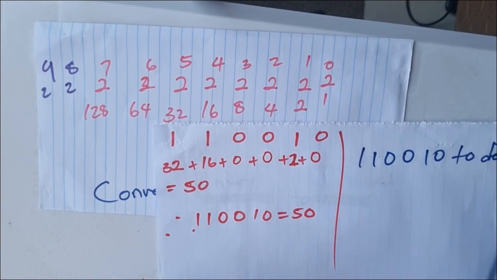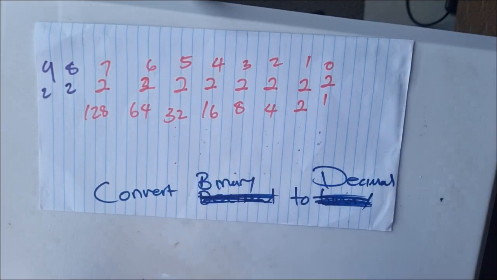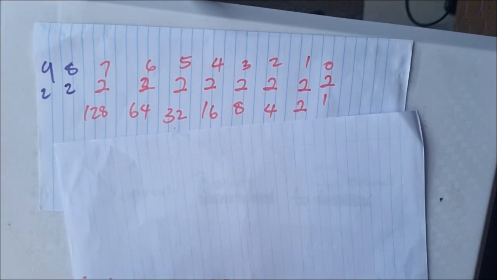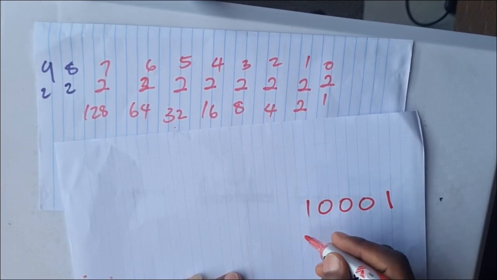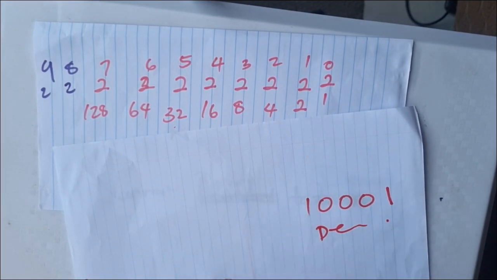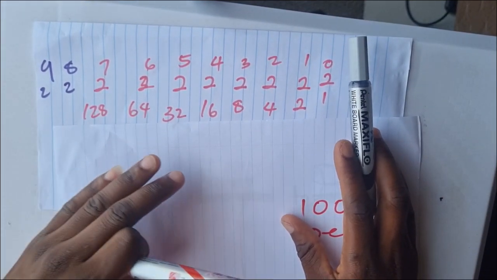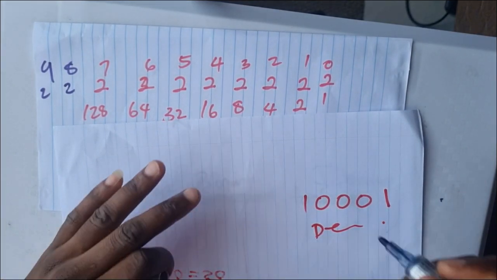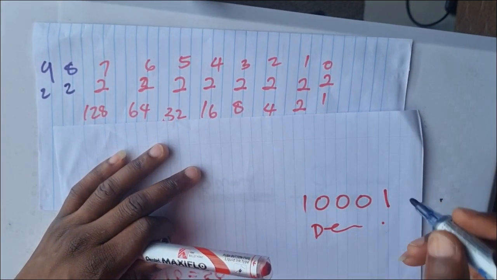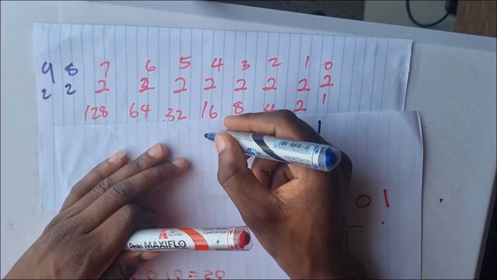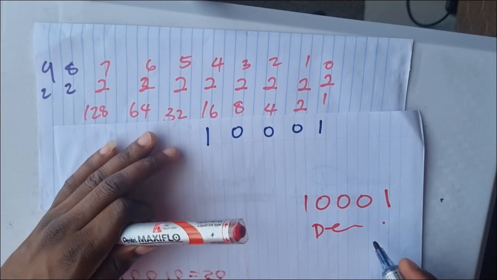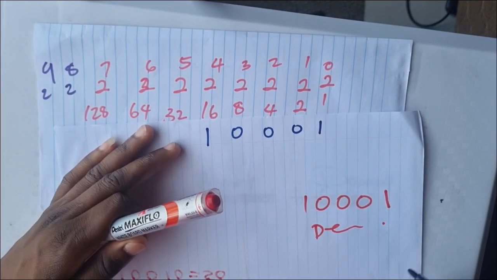Okay, so let's check another example. Let's say we are asked to convert 10001 to decimal. We're going to come here and put these binary numbers according to their lining. So we have 1, 0, 0, 0, 1. The remaining places, we are not going to consider.